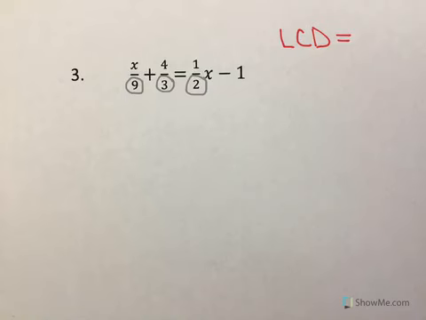And if you think about it, the smallest number that works is actually going to be 18, because 9 can go into 18, 3 can go into 18, as well as 2. So our LCD is going to be 18. And in this case, there are 4 terms that we need to multiply by 18.